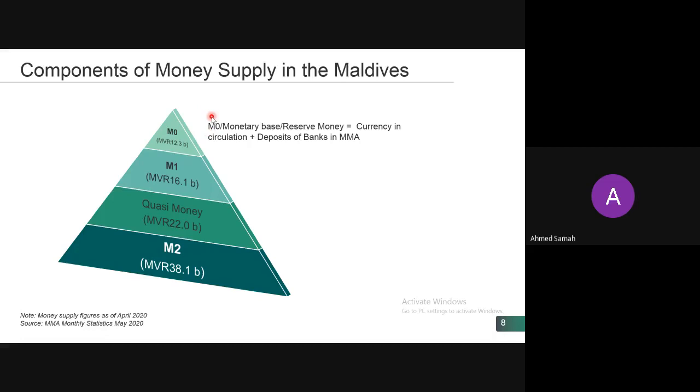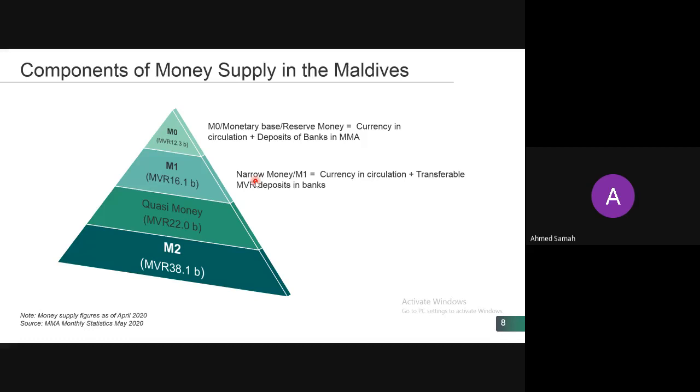M0, the monetary base or reserve money, is the currency in circulation, that is the rupiah the central bank has printed or minted into circulation, plus the deposits of the commercial banks at the MMA. Mainly this is to meet their reserve requirements, which we will go through in the upcoming slides. Then narrow money or M1 is the currency in circulation plus, as I have said, the transferable checking deposits denominated in rupiah. So rupiah-denominated demand deposits, transferable checking deposits, fall under M1.